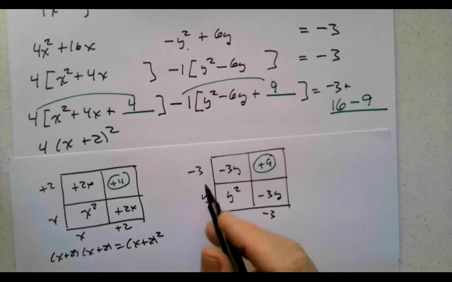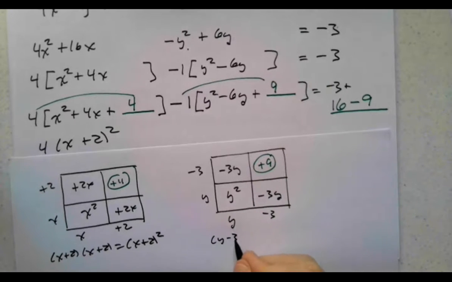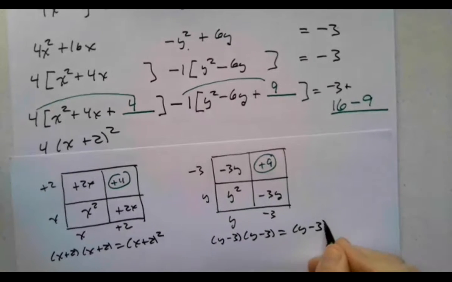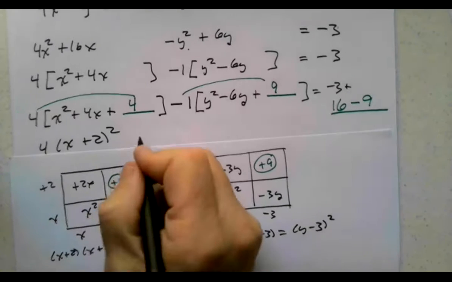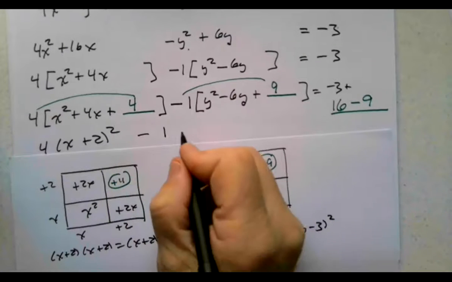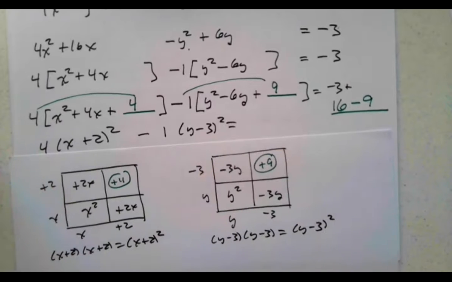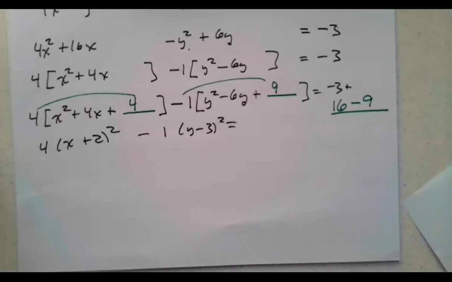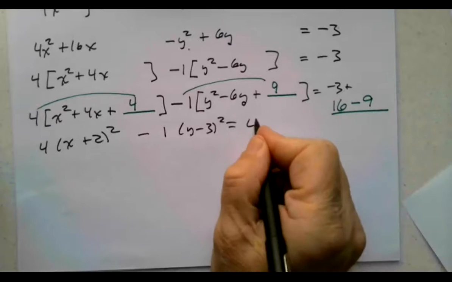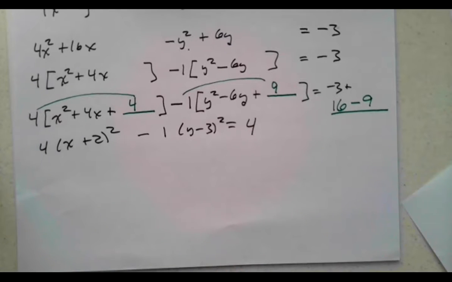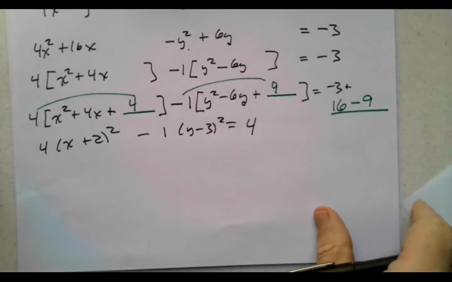And then what is this? This is y minus 3 times y minus 3. That's the square I completed, which is y minus 3 squared. So I get -1 times y minus 3 squared equals, what do I have here? I have -3 plus 16 minus 9. 13 minus 9 is 4. Okay. So that's our current equation.